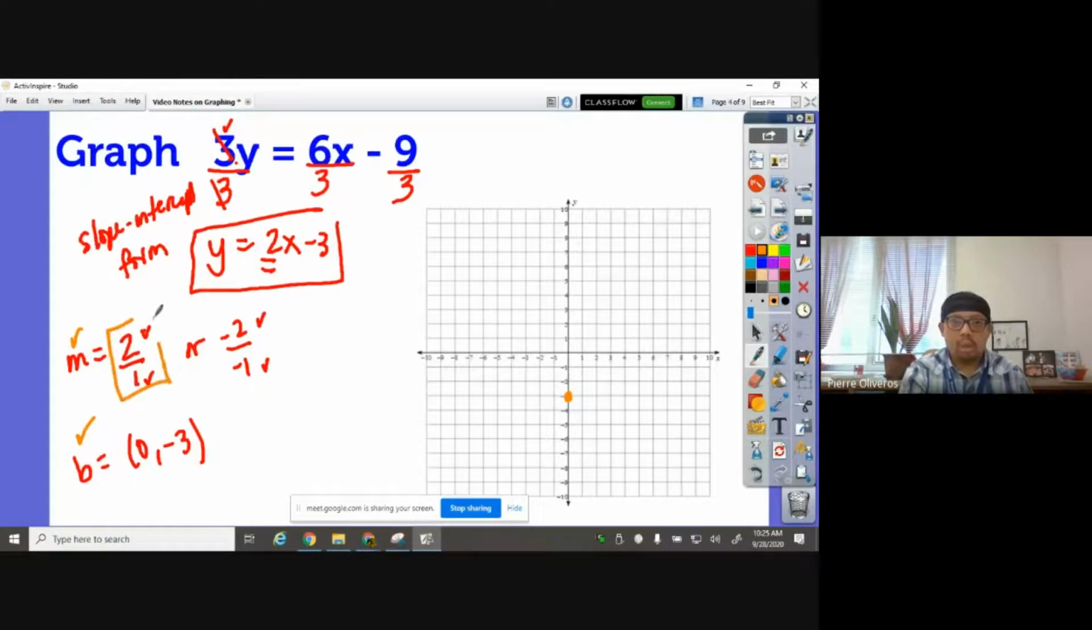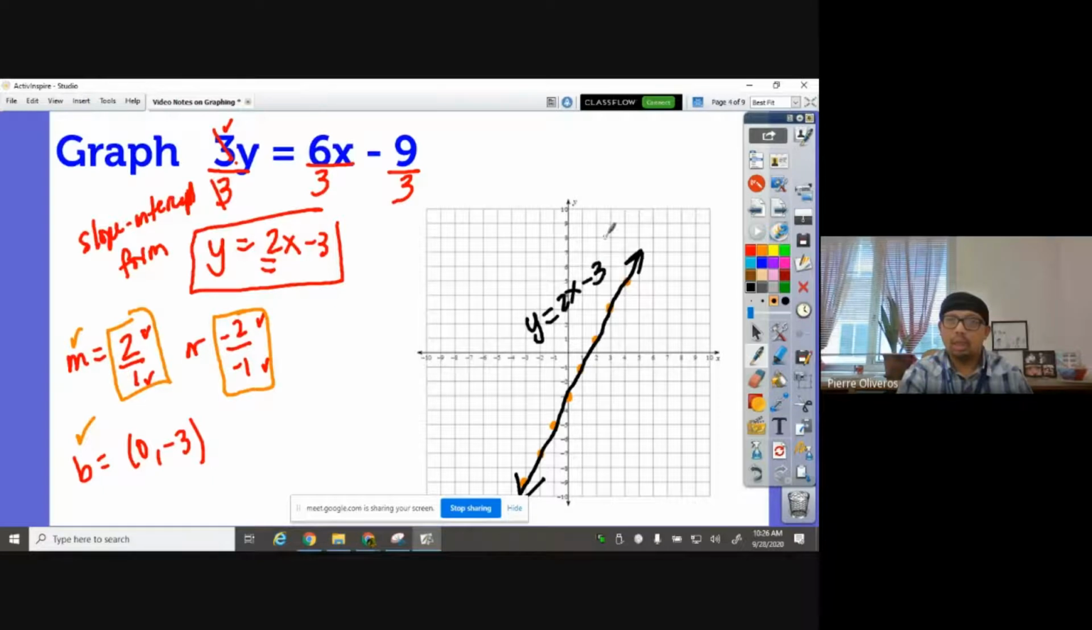And applying the 2 over 1 here, I'm going to start with up 2, right 1. I can keep going up 2, right 1, up 2, right 1. Even if I keep going there, they're going to make a straight line. If I apply this negative 2 over negative 1, I'm going to go down by 2, left 1, down 2, left 1, down 2, left 1. If you notice, if I connect all those orange points, whichever direction I go, as long as I follow the rate, I will still have a straight line, and I'll write the equation here: 2x minus 3. Kaboom.